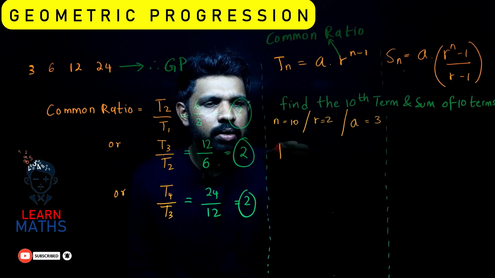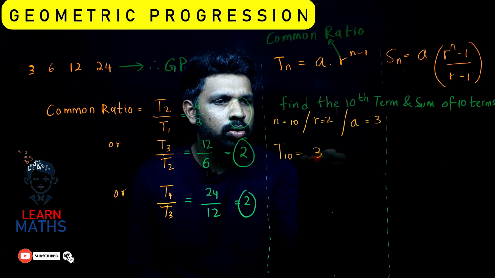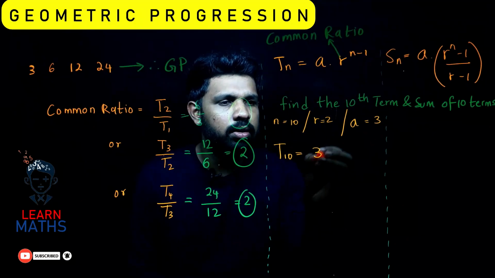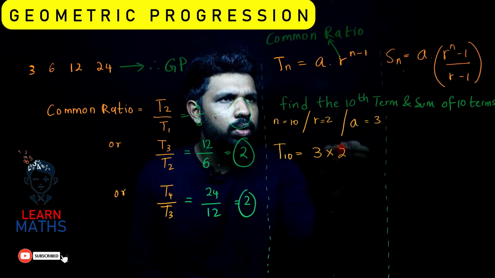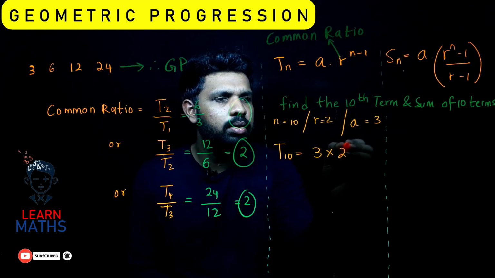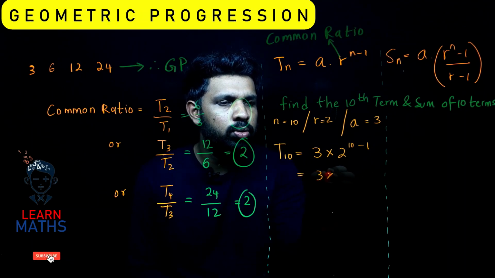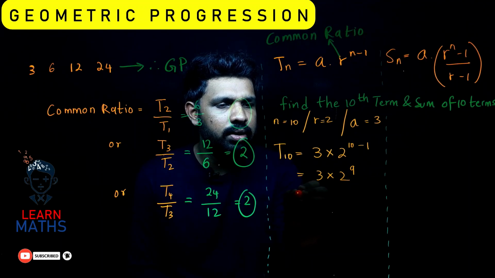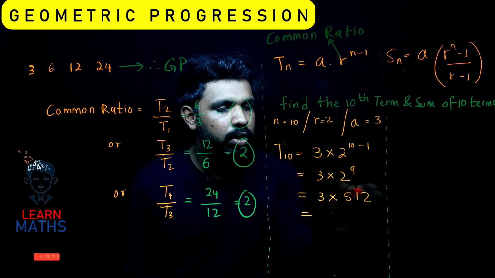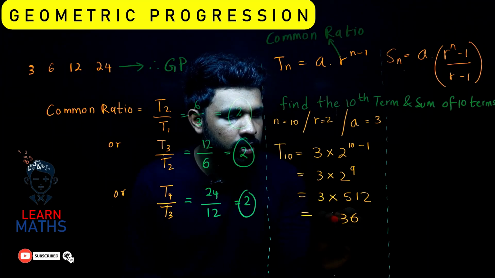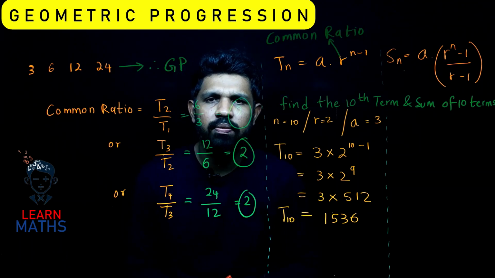So T10 equals A dot, so A means 3, and this dot indicates multiplication. Therefore, 3 into R, the common ratio, so 2, to the power n minus 1, n is 10, so that is 10 minus 1. This will be equal to 3 into 2 to the power 9, that is 3 into 512. So 3 into 512 equals 1536. So the 10th term T10 is equal to 1536.